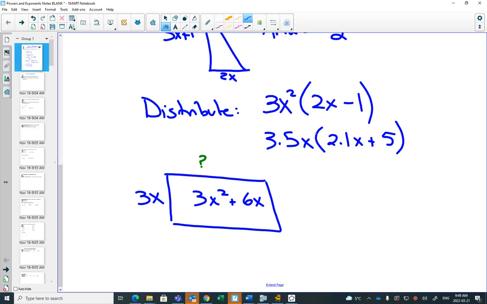Perfect. Probably what I would do on this area question is I would separate it like that, where the plus sign is. So you'd have to figure out what would go here and what would go there to figure out what the side length is.